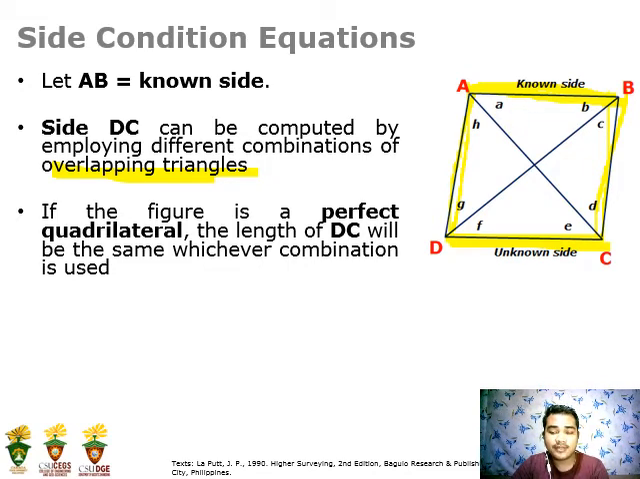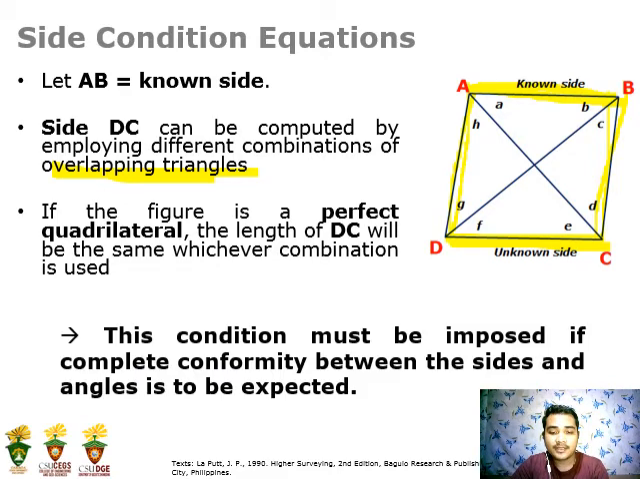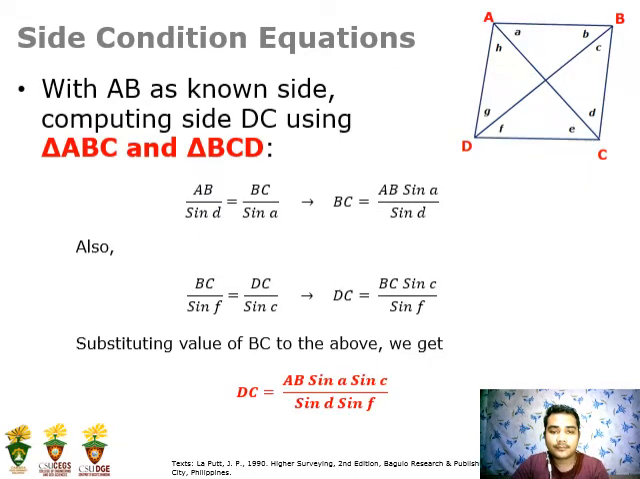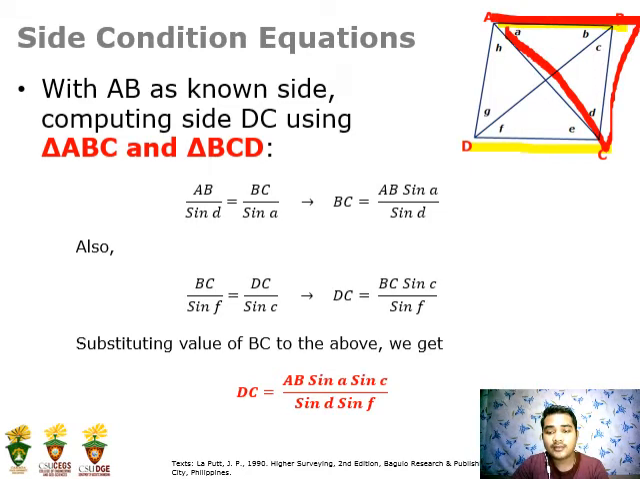Pero pag dili, mag-differ, no? So this condition must be imposed if complete conformity between the sides and the angles are to be expected. So to derive the equations for side condition, with AB as known side and DC as the side that we are going to compute, let's consider triangle ABC and triangle BCD.